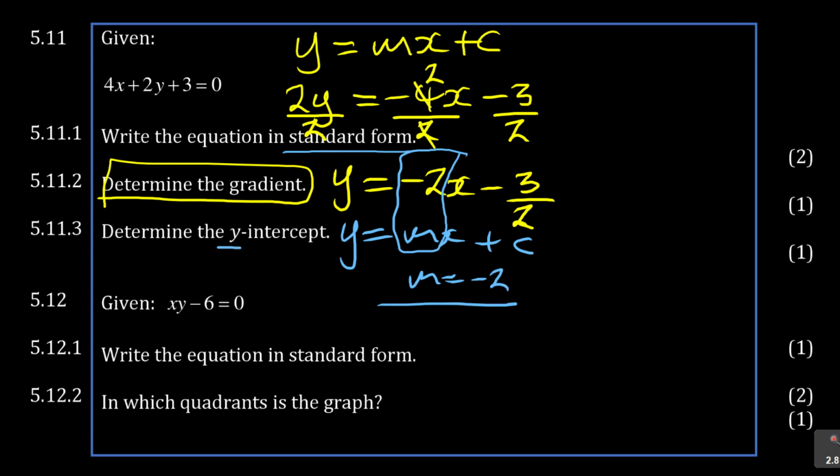And then determine the y-intercept. There is the y-intercept. Not just 3 over 2, but what? Minus 3 over 2. See there, that minus. You'll be quick to say 3 over 2, but there is a minus before it, because the minus belongs to 3 over 2 there.